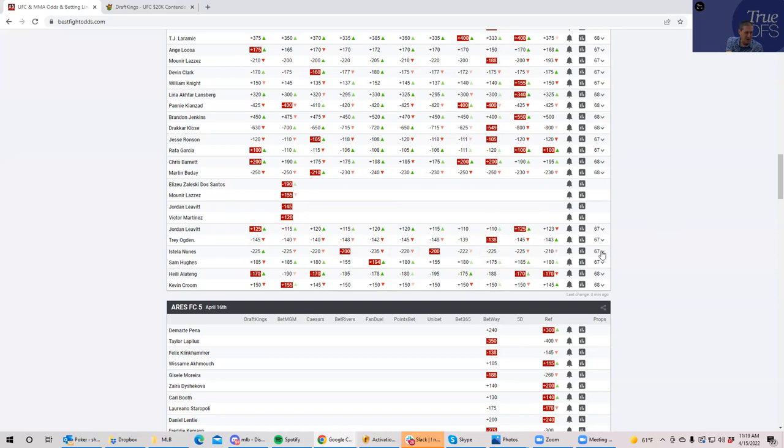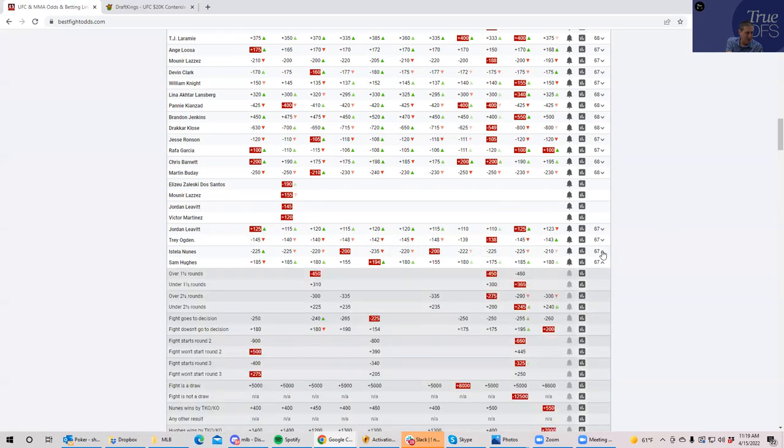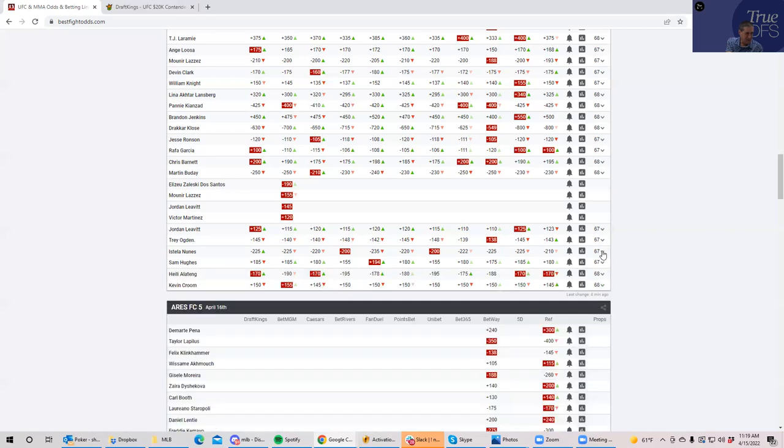All right, Nunez versus Sam Hughes. No thanks. Fight doesn't go to decision, minus 250. Not a lot of takedowns for me. I'm going to pass on this one.